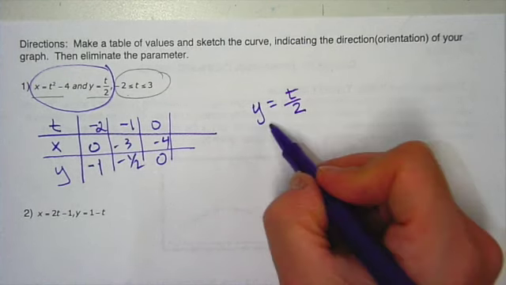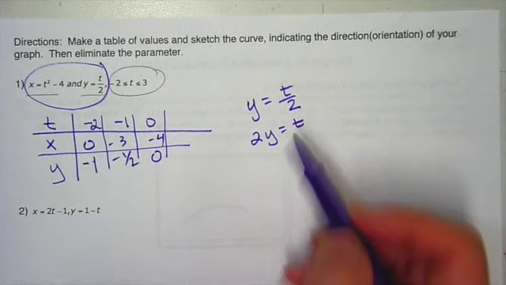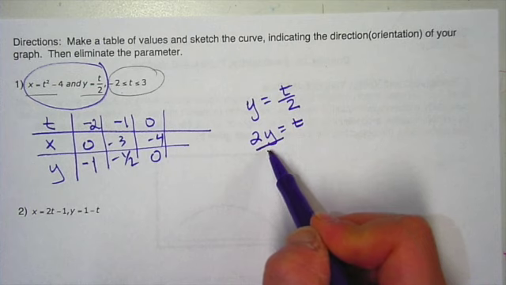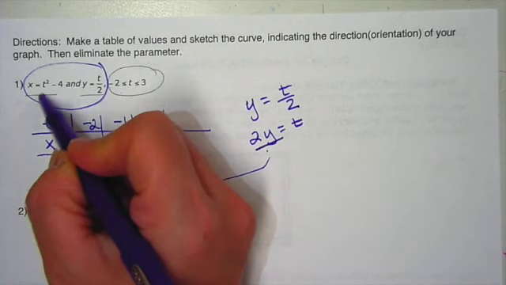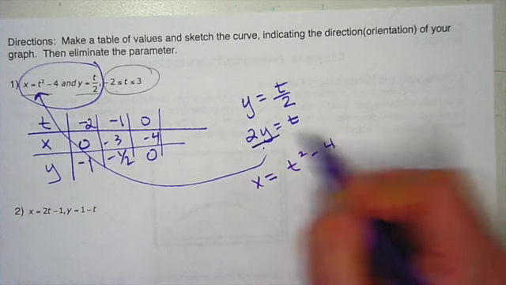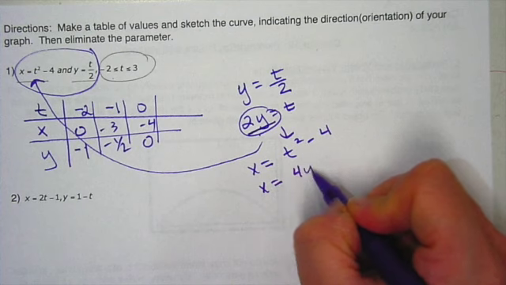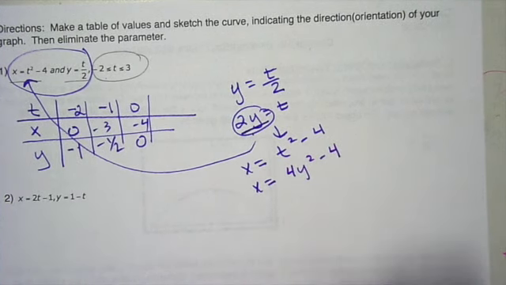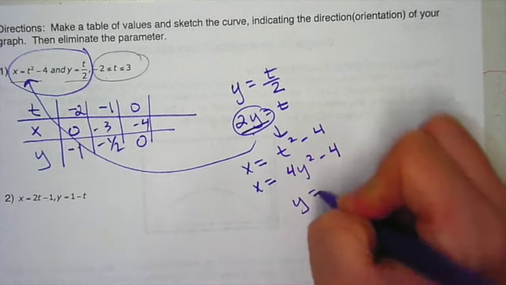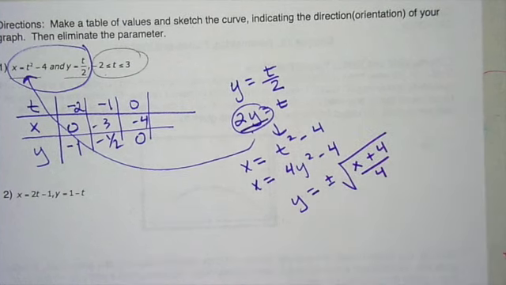So if I solve this for t, I get 2y equals t. So I know what t is now, so I can go ahead and plug that in to my equation. So instead of x equals t squared minus 4, I'm going to plug that in for t, so I get x equals 4y squared minus 4. And I'm going to solve this for y, since that's how we typically write our equations. And if you look at this graph in function mode, you should get the same graph that's in parametric.